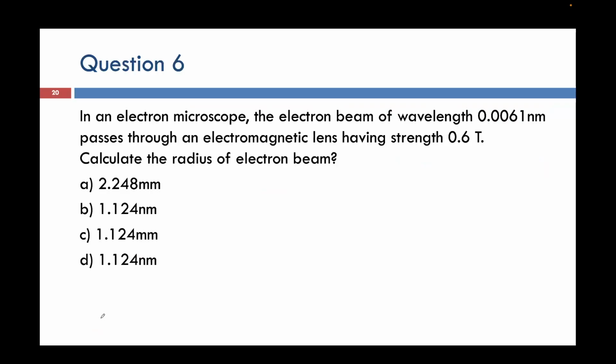Okay, so this is another numerical question. In an electron microscope, the electron beam of wavelength 0.0061 nanometer passes through an electromagnetic lens having strength B, which is 0.6 Tesla. T is the unit of Tesla. Calculate the radius of the electron beam. Can anyone calculate?